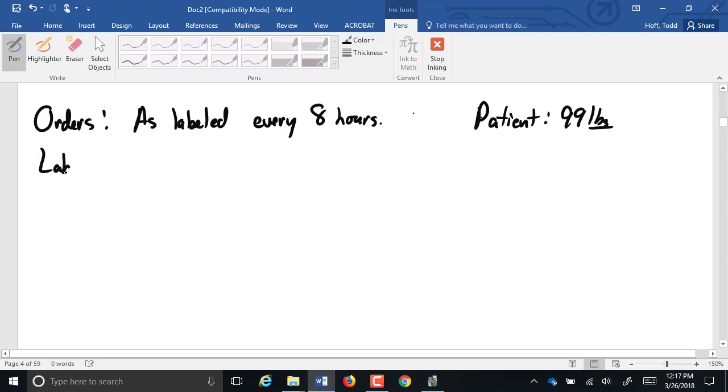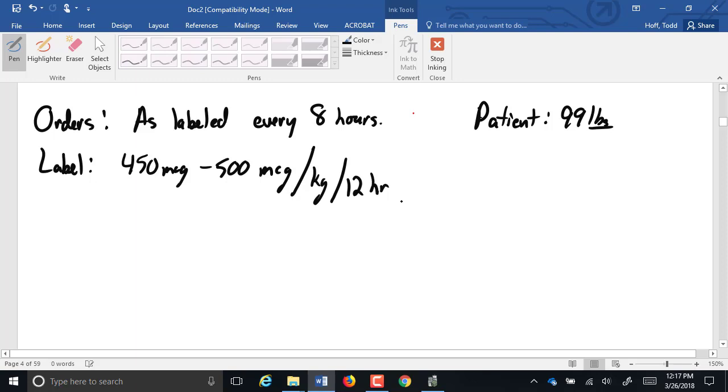Our label is going to say, so let's do 450 to 500 micrograms per kilogram per 12 hours.